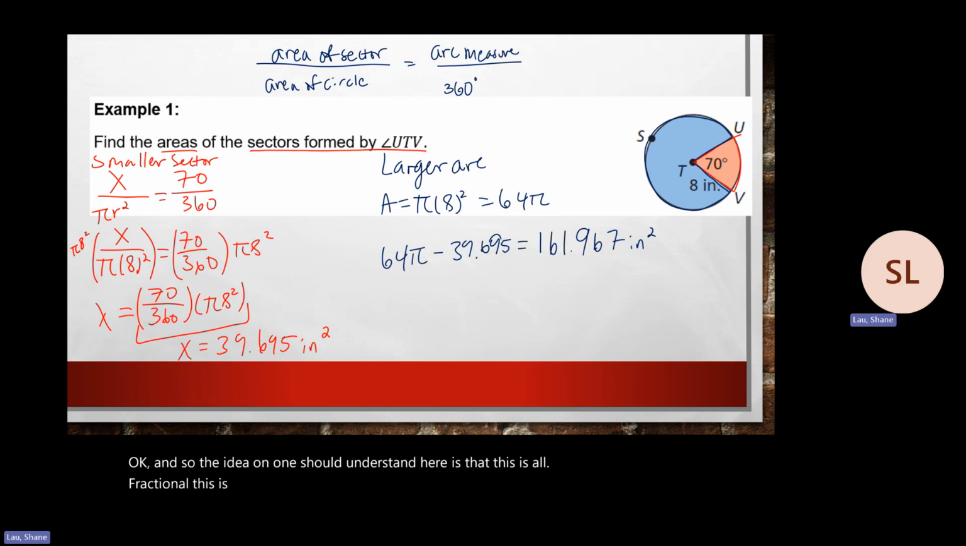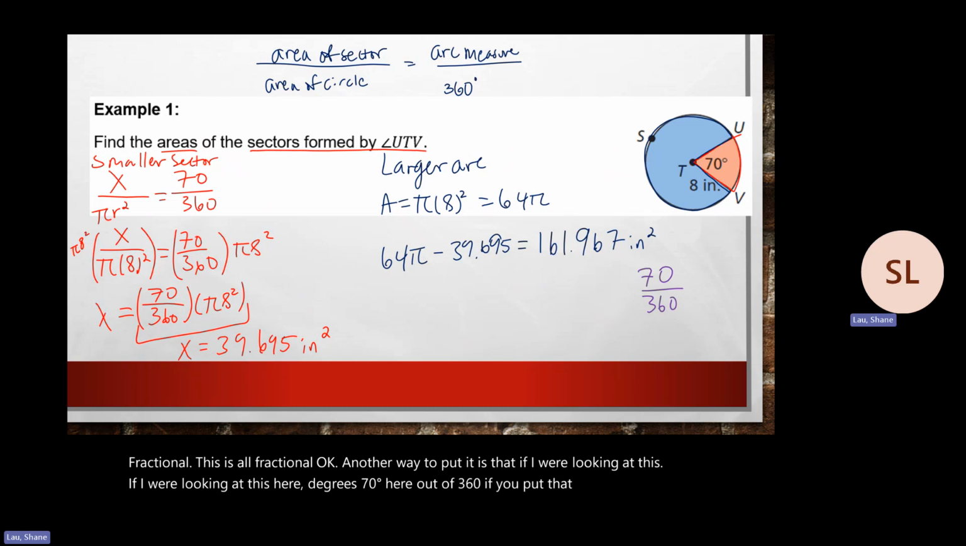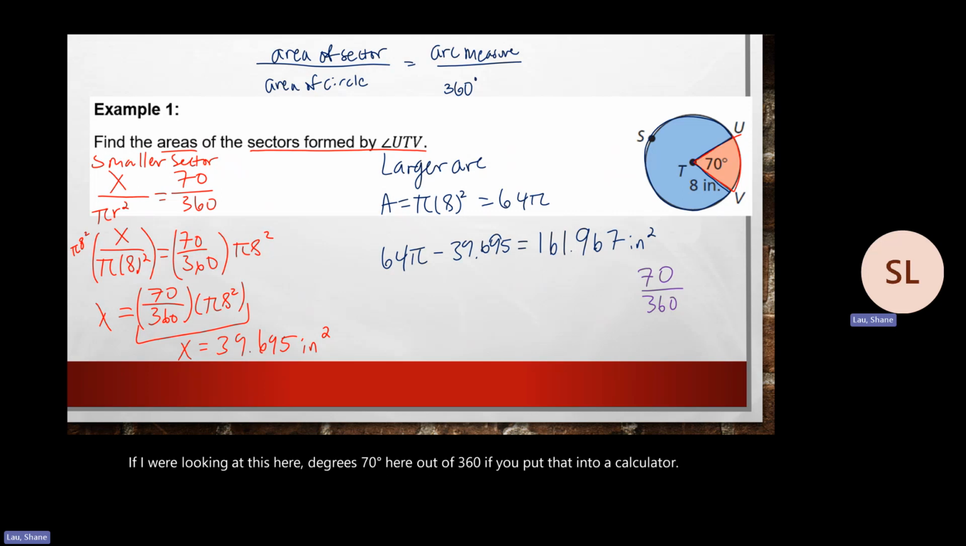And so the idea I want you to understand here is that this is all fractional. Another way to put it is that if I were looking at 70 degrees out of 360, and you put that into a calculator, take your calculator out, you get 70 divided by 360. That's going to equal 19.4 repeating percent.